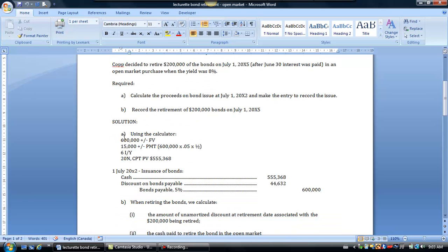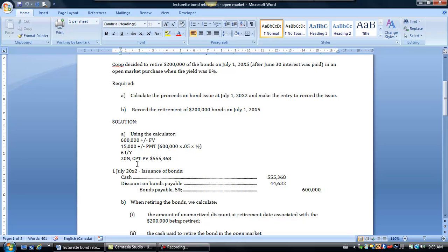So we know from our question the face value of all of our bonds was $600,000. We know the payment every 6 months is going to be $15,000. How do we get that? We're going to take the face value of all the bonds at the issue date, multiply it by the coupon rate, but don't forget the coupon rate is always for a year. Because our bond makes payments semi-annually, we multiply it by a half, so we have a $15,000 payment.